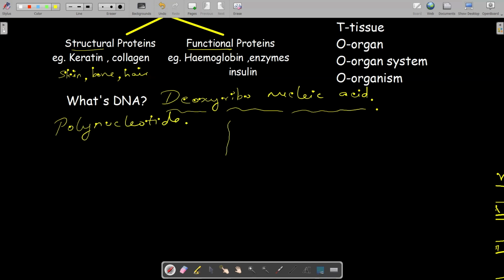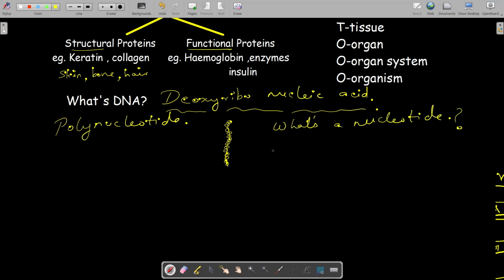Supposing we have this strand of DNA, it is made up of a lot of nucleotides. Imagine these are nucleotides. Like how amino acids make a protein molecule, the DNA molecule is made up of nucleotides. Now you must be wondering, what's a nucleotide?